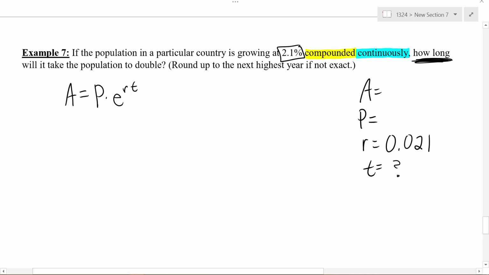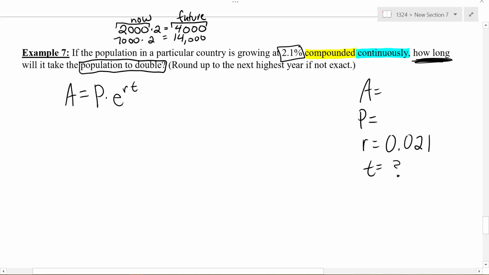So let's talk about this. How long does it take the population to double? So what does it mean for the population to double? Let's take it for instance. Let's say right now I have 2,000, and if I want that to double, I'm thinking about multiplying it by 2. So doubling means multiplying by 2. So if the population now was 2,000, in the future I would have 4,000. If the population now were 7,000, then in the future we're talking about 14,000 people.